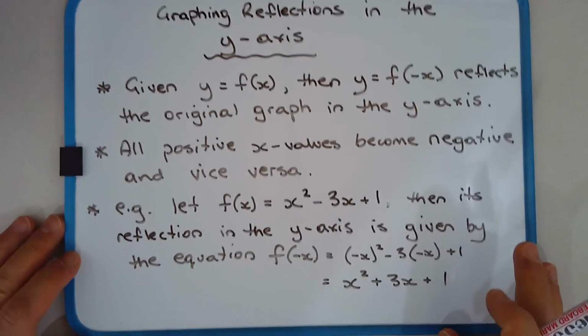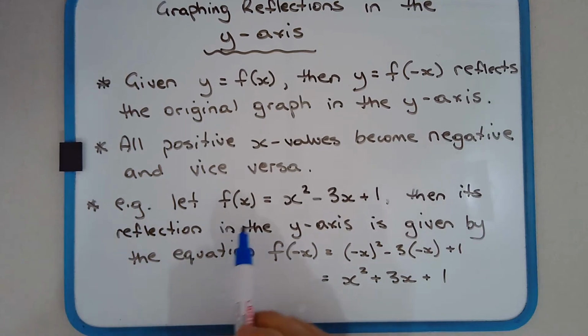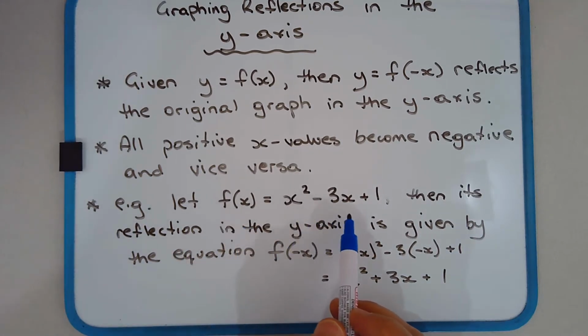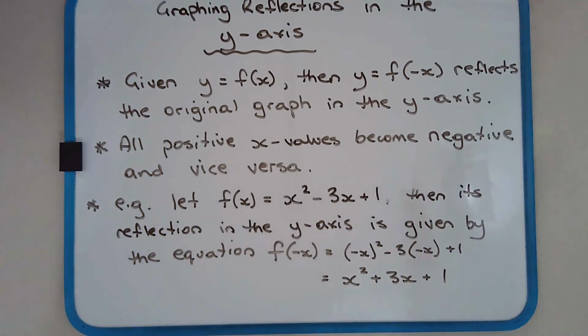Let's have a look at an example. So let f of x equal x squared minus 3x plus 1. So that's again just a parabola, but it's an off-center parabola. So its axis of symmetry is no longer the y-axis. So we can see what the reflection is going to look like. Then its reflection in the y-axis is given by the equation f of negative x, which is equal to negative x, all squared, minus 3 outside of negative x, plus 1.